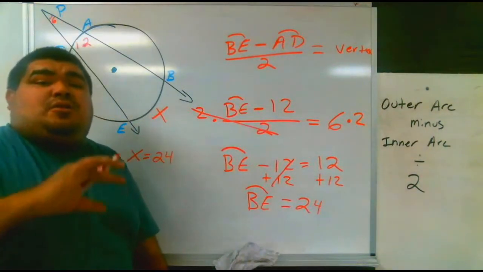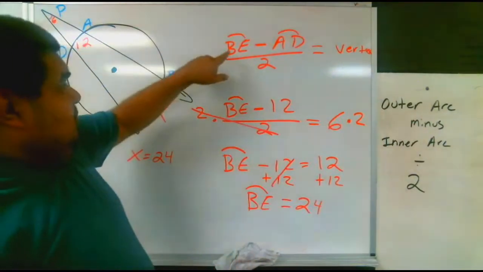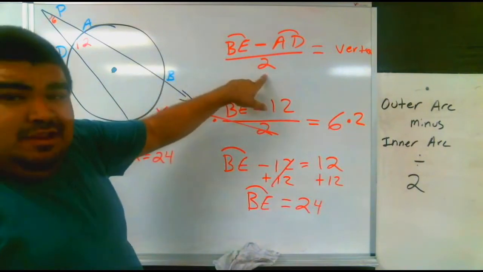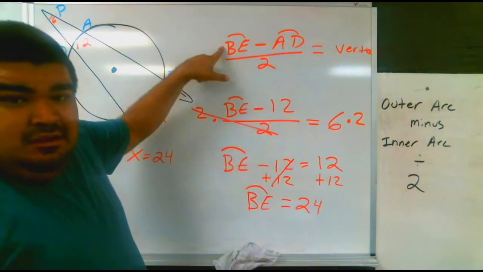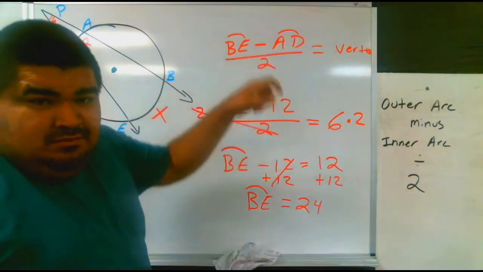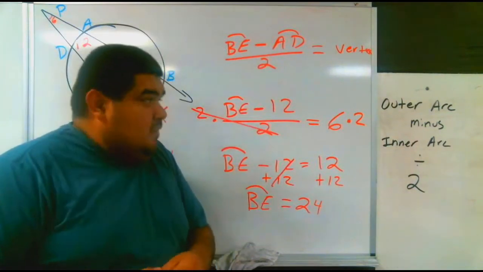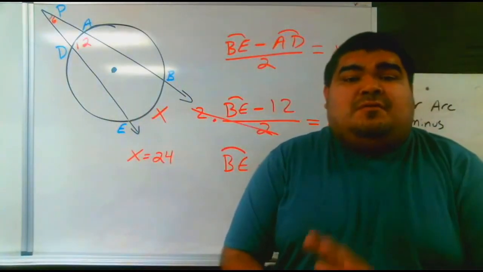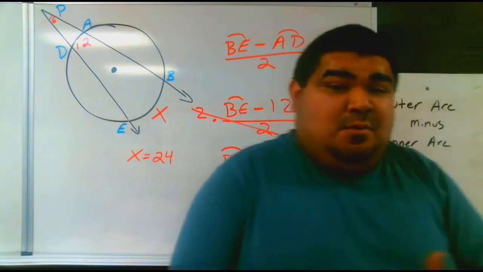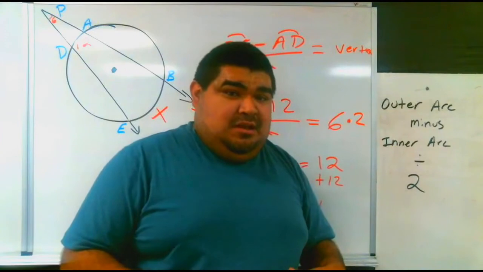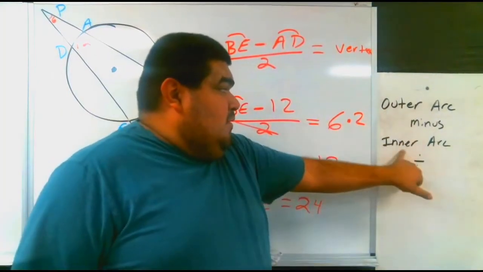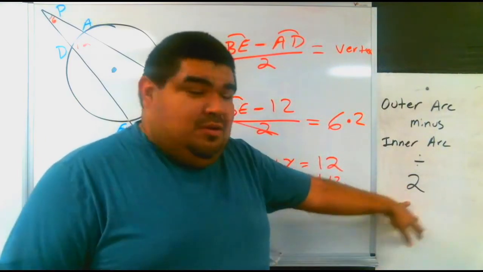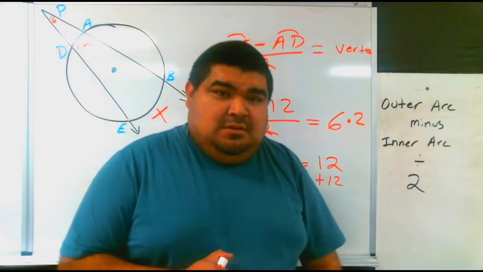You can also do the same thing for the middle one. So instead of BE, if we were to find AD, we would plug in the number here. We would still multiply by 2, then subtract, and then divide by negative 1 to get rid of the negative. Very, very simple. As long as you follow that rule, it's a very simple concept. Remember, outer arc minus inner arc divided by 2 gives you the vertex. If you follow the same rule, you can plug it in to find any other arc.